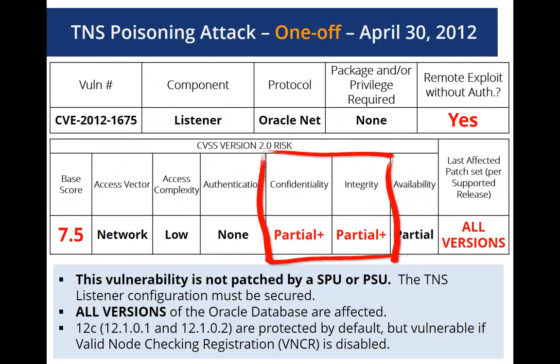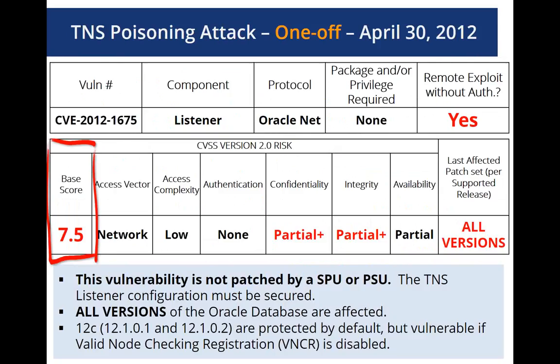For integrity, partial plus means I can write any data in the database. Again, these are very powerful vulnerabilities, so I can just compromise the entire database with just basically being able to connect to the network port. And then when you add this up, you could basically get a CVSS score of 7.5 out of 10. Again, that seems kind of low. If I can take over the entire database, why would it be a 7.5? Why wouldn't it be a 10?